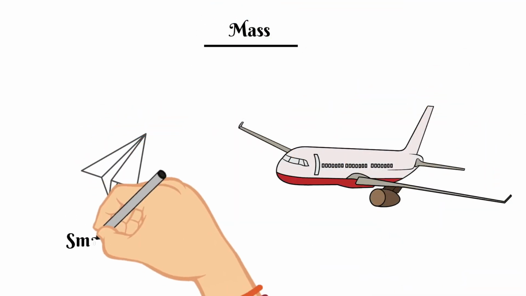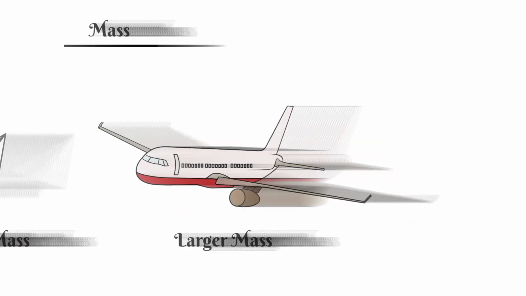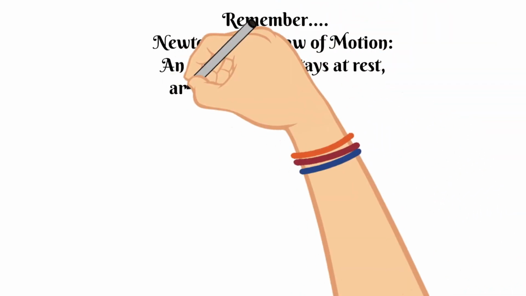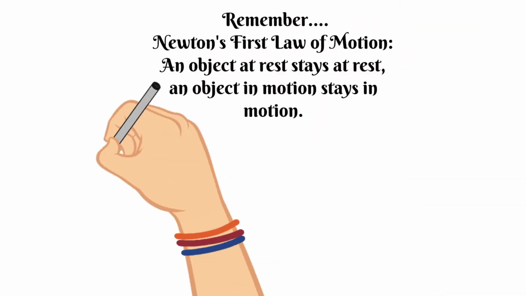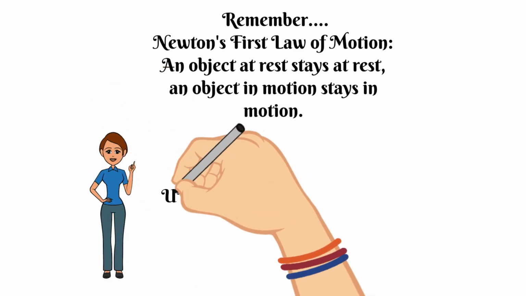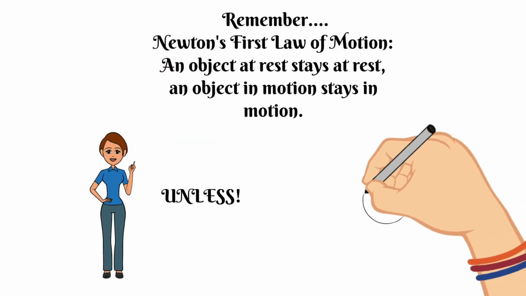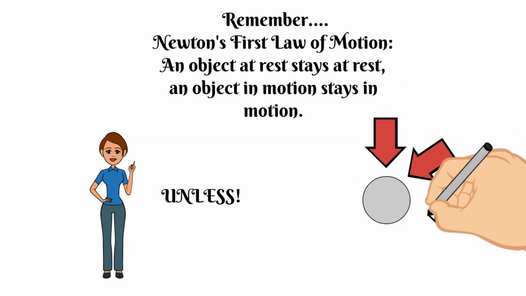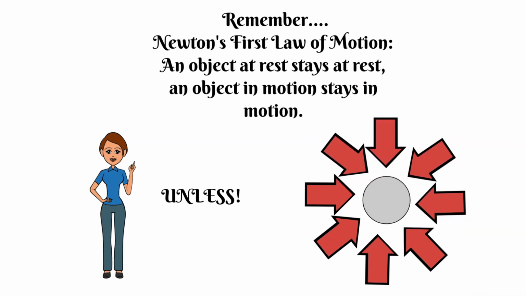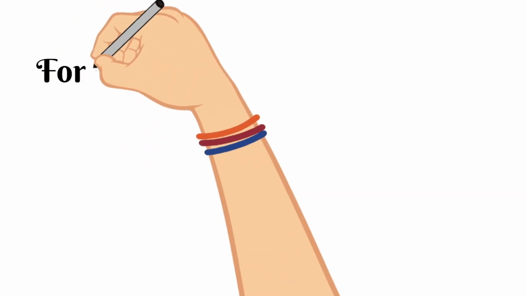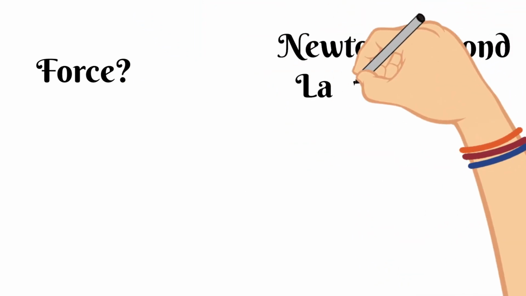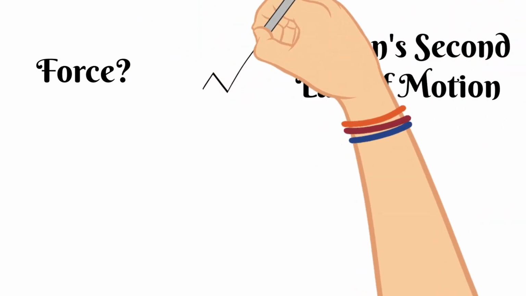Now, remember from last week, Newton's first law of motion states that an object at rest will stay at rest and an object in motion will stay in motion, unless acted upon by an outside force. So, what happens if there is that force? Well, that's where Newton's second law of motion comes into play.